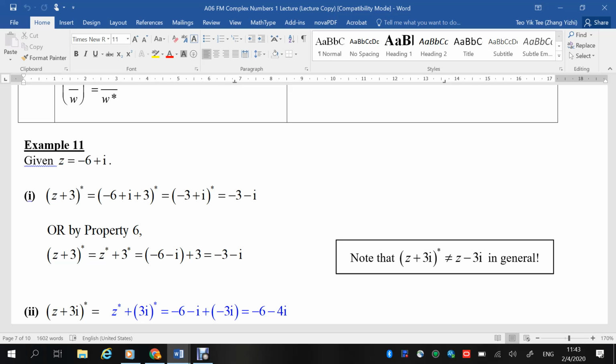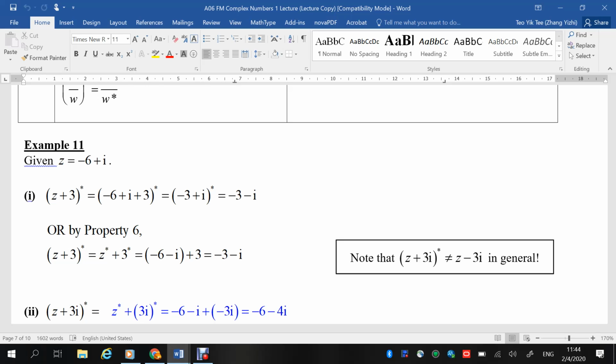Then what to do next? Regroup. Real part together, imaginary part together. Then we put the conjugate symbol on top, and you get the sign of the imaginary part. So far so good. Similarly, for part 2, z plus 3i conjugate, you can activate your other rule, property number 6, z conjugate plus 3i conjugate. So 3i conjugate is negative 3i, and you get your answer. But seriously, which property you want to use is up to you. As long as you can give me the answer, it's okay.